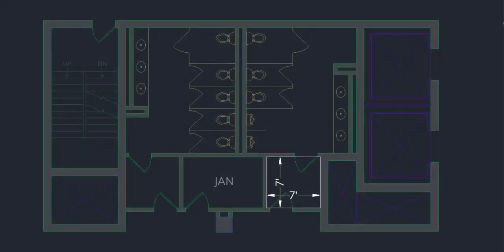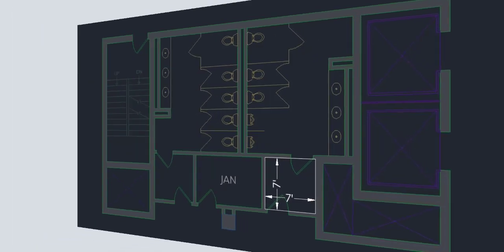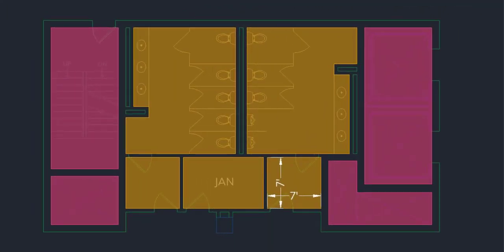If someone wanted to know the square footage of a room that measured 7 feet by 7 feet, they could confidently multiply the length and the width for a resulting 49 square feet. But remember, our polylines must total the square feet of the boundary area. If we measured each room this way, our total square feet would be significantly less because we'd be leaving out every wall thickness, potentially hundreds of square feet.